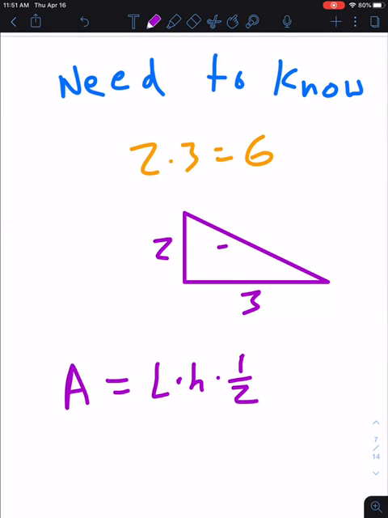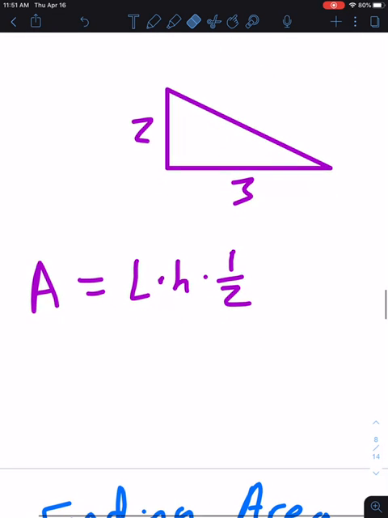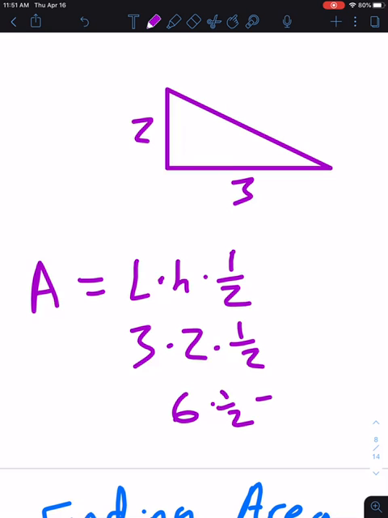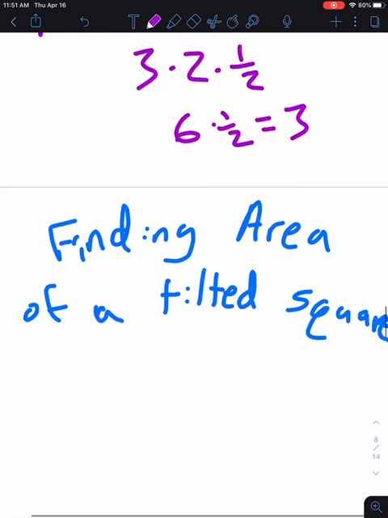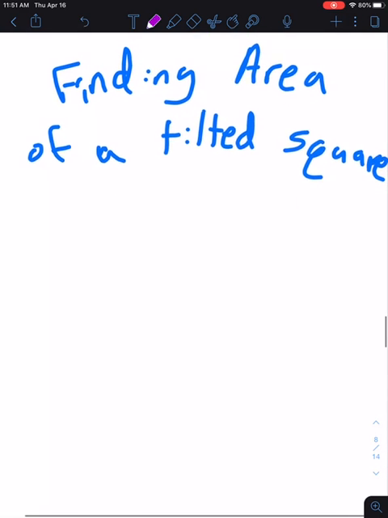So let's do that real quick. All right, so if we do 3 times 2 times 1/2, we get 6 times 1/2 is equal to 3. And 3 is the area of this triangle here, okay? Both of those facts are going to come in handy for this lesson today. So let's talk about finding the area of a tilted square.